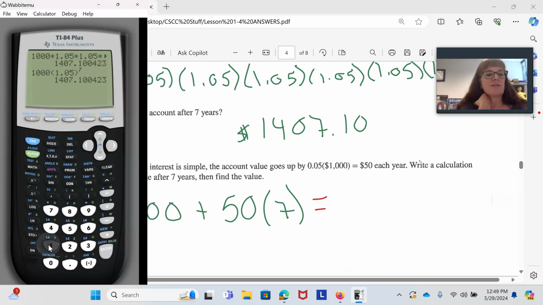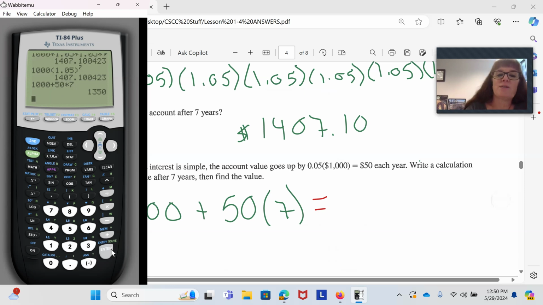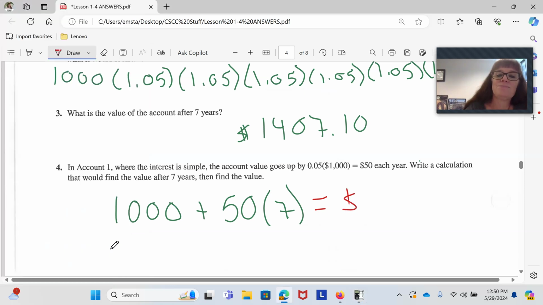We do 1,000 plus 50 times 7. You can also use the parentheses if you like. And I get $1,350. So you see it does grow at a much slower rate. The compound interest one with the same interest rate, the same amount of time, is significantly more.